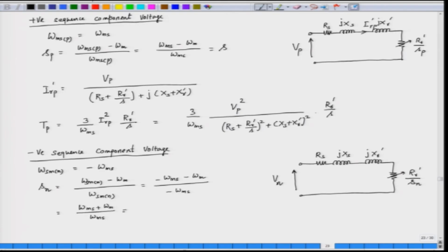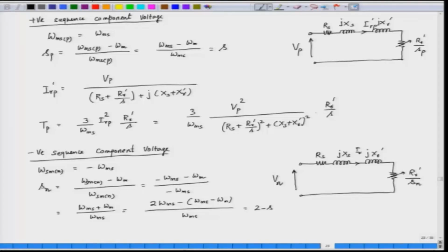We will do some readjustment here. We will take here 2 omega ms minus omega ms minus omega m divided by omega ms. If we simplify this, this gives us 2 minus s. So, the slip of the negative sequence component voltage is 2 minus s.